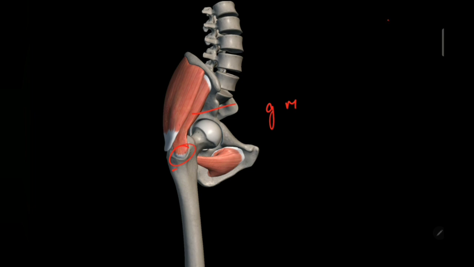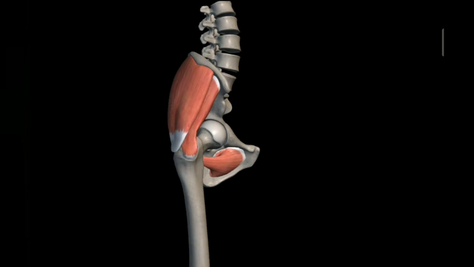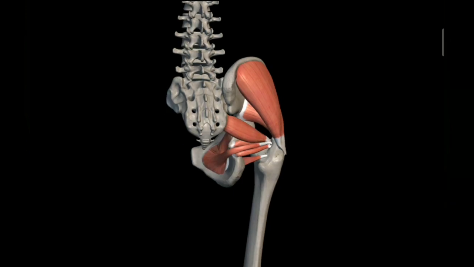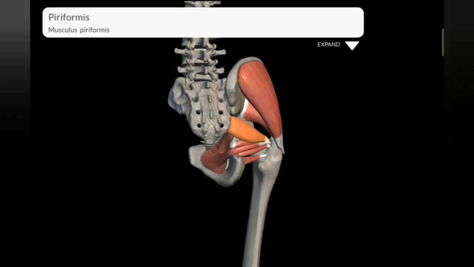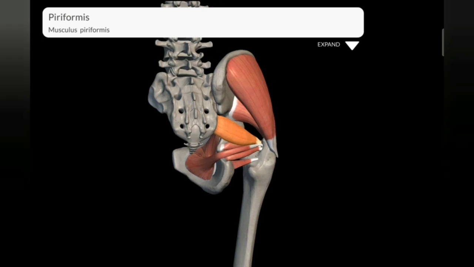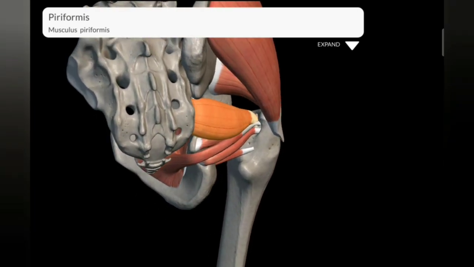Now if we go further, we have these muscles here. You would be knowing this is our piriformis muscle. Piriformis, and you can see that this is attached here.